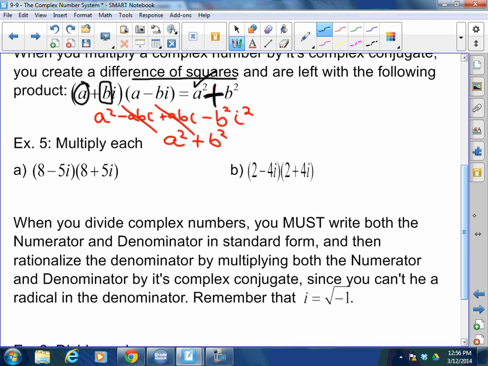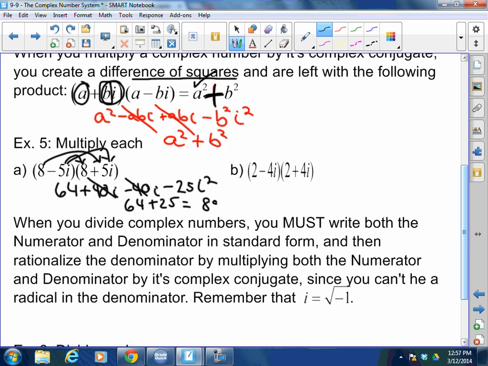Well, it is minus if you include bi. Because look, this is right. So it's really plus b. Let me do it the long way, and then we'll verify, see if we get the correct shortcut. 8 times 8 again, 64. Plus 40i. Minus 40i. Minus 25i squared. So those cancel. So I got 64 plus 25, which equals 89.